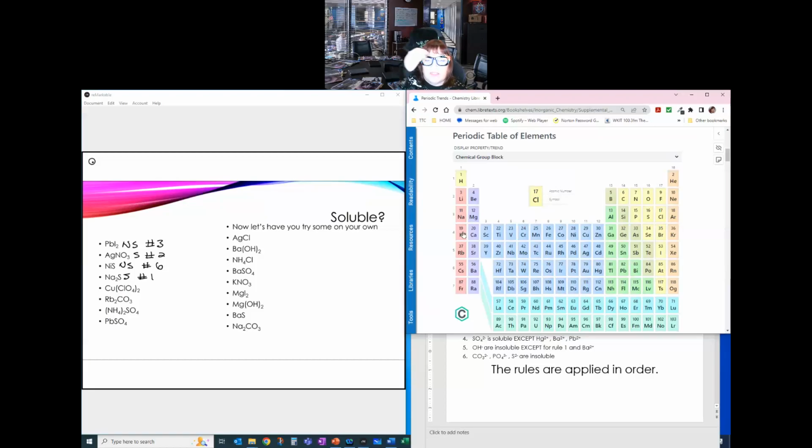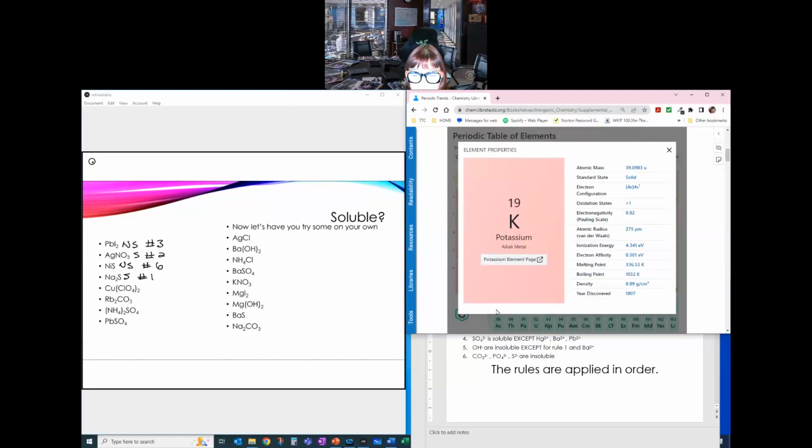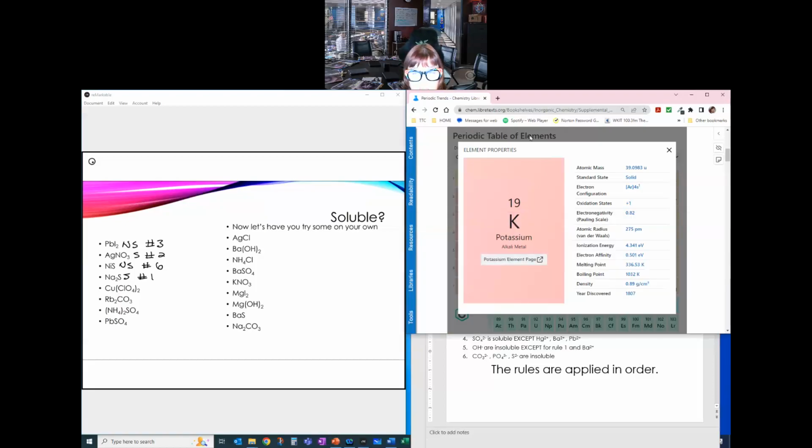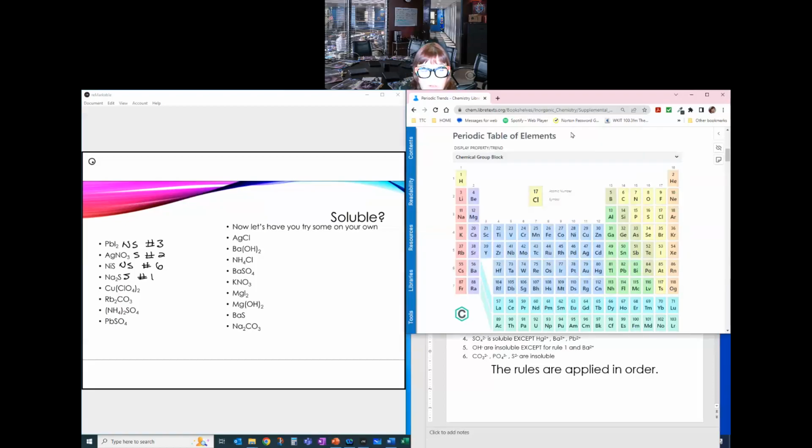Now this is what I was talking about in terms of applying these rules in the right order. Because if we look at rule number 6, which says that S2- compounds are insoluble, that's not the case here, because that metal forms a soluble salt. Anything with an alkali metal on it is going to be soluble. That's awesome.